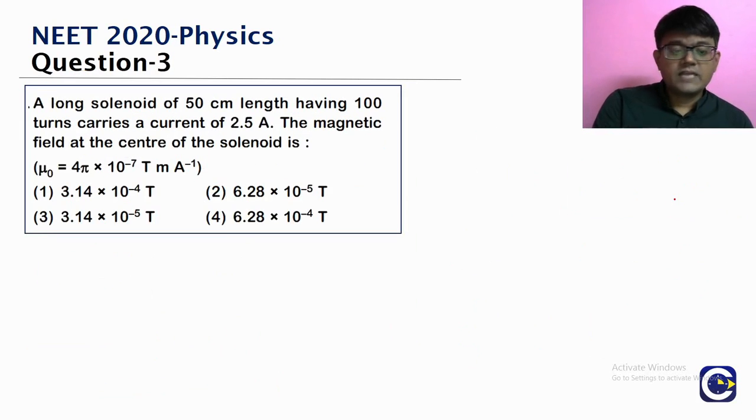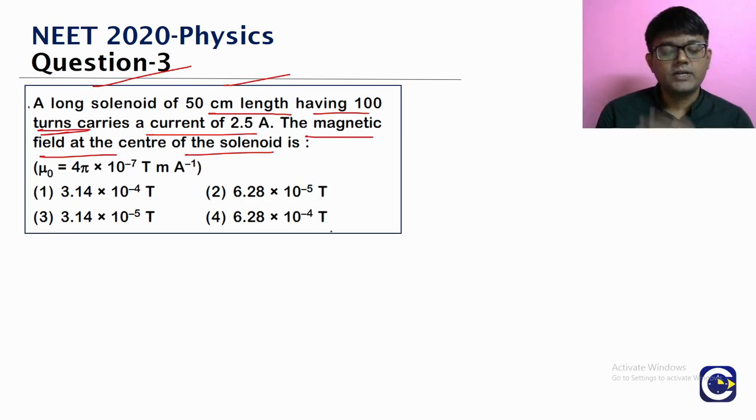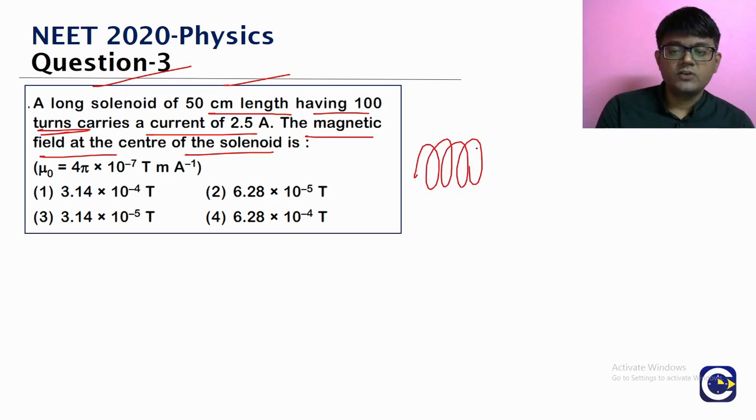Next we have a straightforward formula based question on the solenoid. A long solenoid of 50 centimeter length having 100 turns carries a current of 2.5 amperes. The magnetic field at the center of the solenoid is? If you consider the solenoid to be a long solenoid, what is the magnetic field at the center of the solenoid?